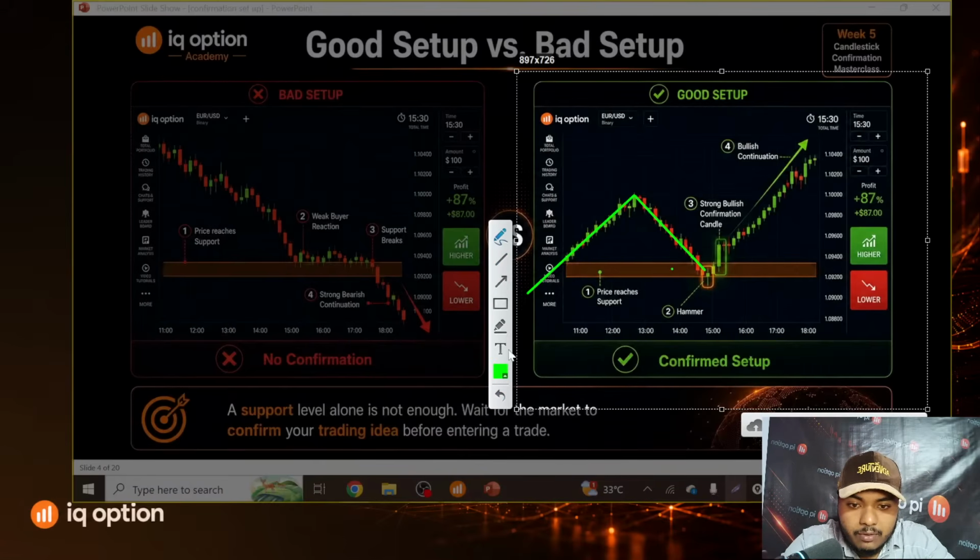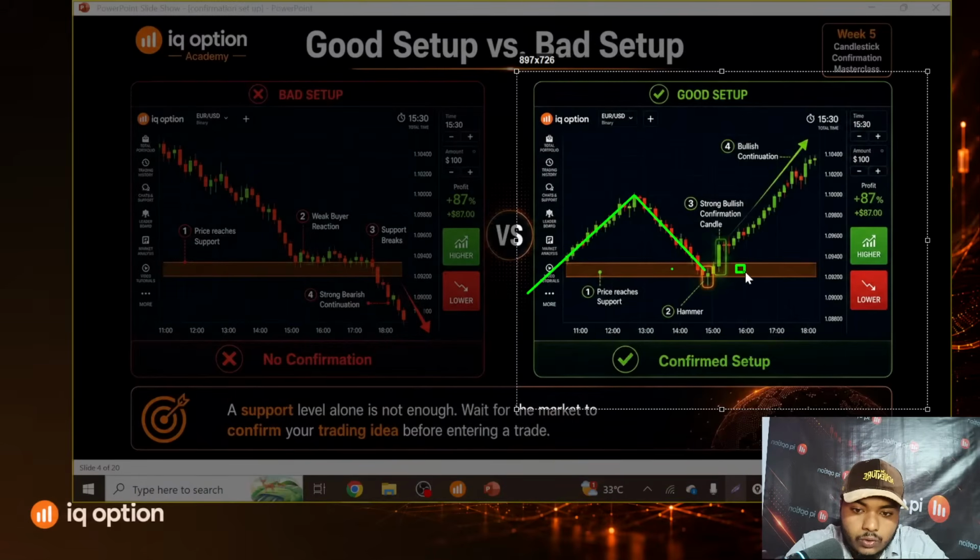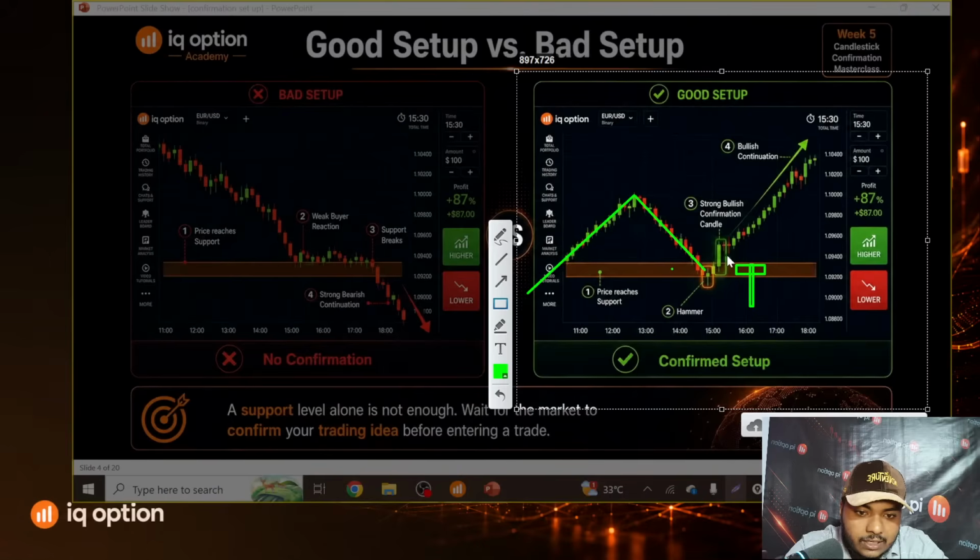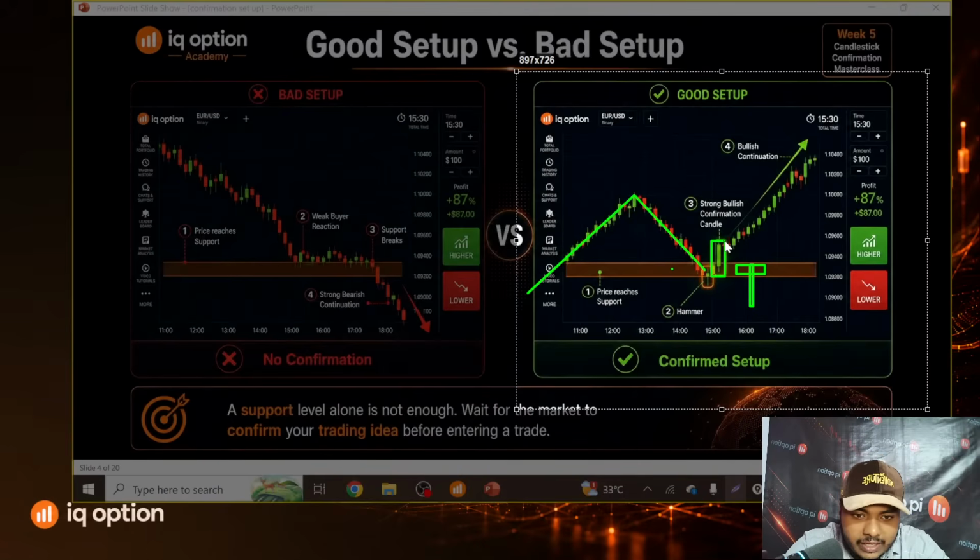It is an uptrend. In an uptrend, in a support zone, we get a good bullish spinning top type candle with a good lower rejection. That simply means buyers' pressure. After that, we get a good bullish candle confirmation.